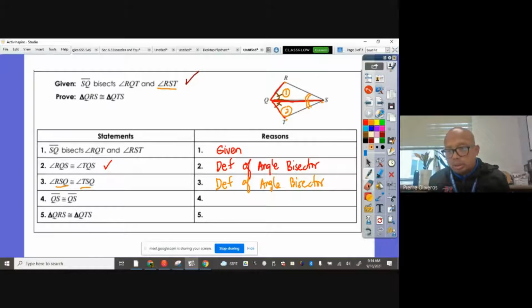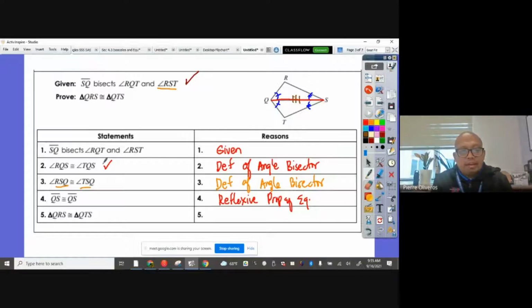Let's look at the picture. Just looking at the picture, let me erase this one here. We know now that these two here are equal. We know that these two here are equal also. One more. Where is that? This side here. They share the same side. So therefore, QS is congruent with QS. And for what reason is that? Reflexive property of equality. It is equal to itself.